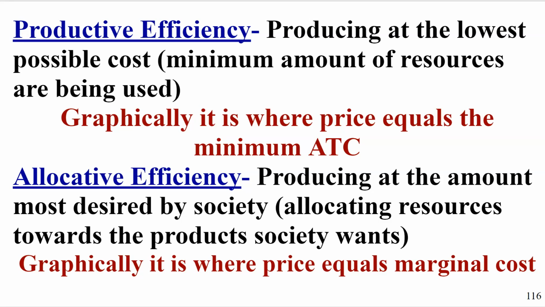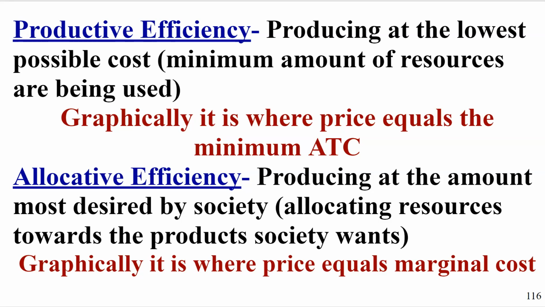And that is where MR equals D equals P meets ATC at its minimum. So that is productively efficient. Now, to be allocatively efficient is where price meets marginal cost. In the long run, notice that all of these come together at the same optimal quantity.